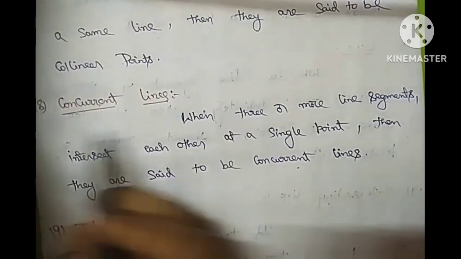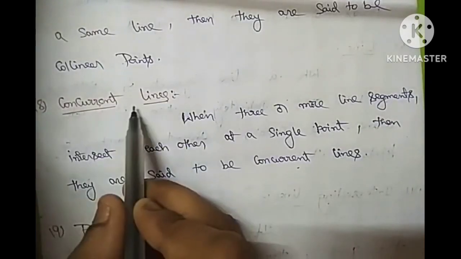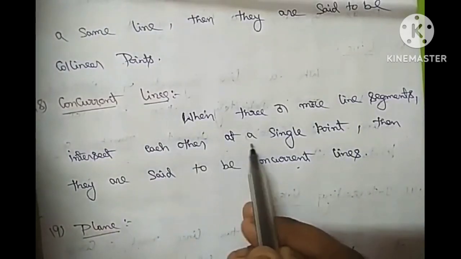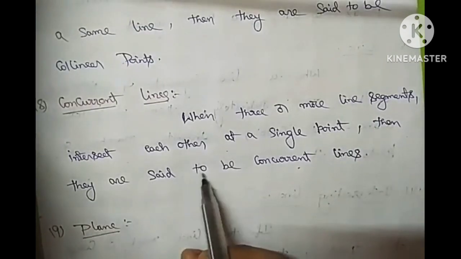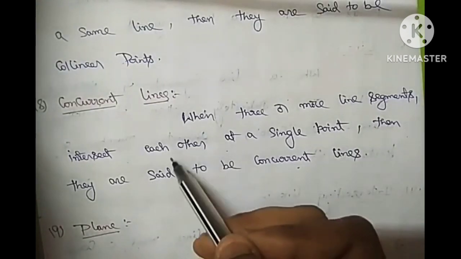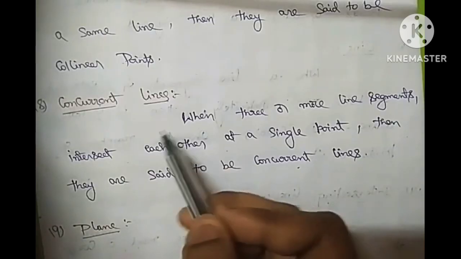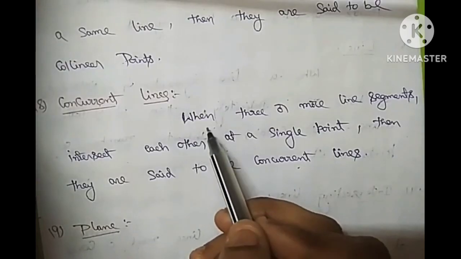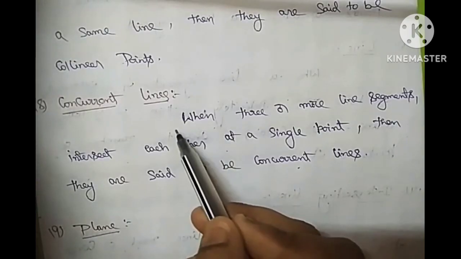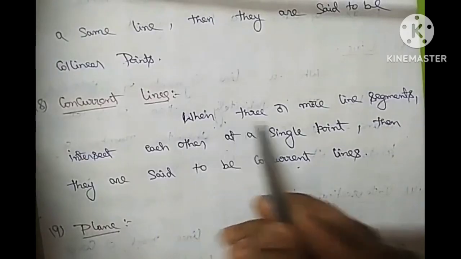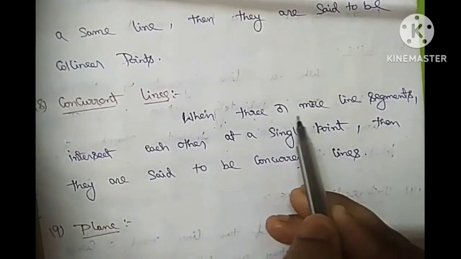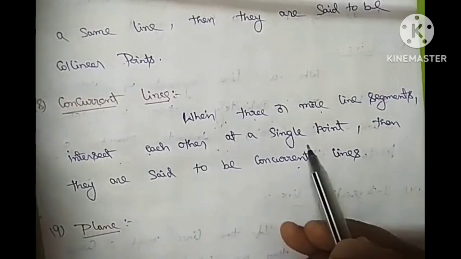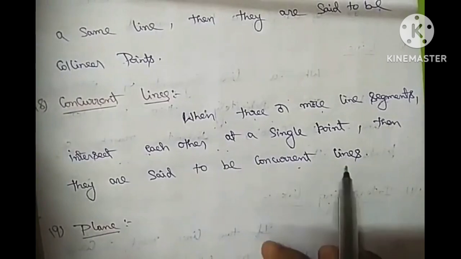Next we will discuss concurrent lines. What are concurrent lines? When three or more line segments intersect each other at a single point, then they are said to be concurrent lines. In intersecting lines, what we have read is, if two lines cross each other or meet at a particular point, then these two lines are called intersecting lines. Like that only, in concurrent lines there should be three lines or more than three lines intersecting each other at a single point. Then they are said to be concurrent lines.